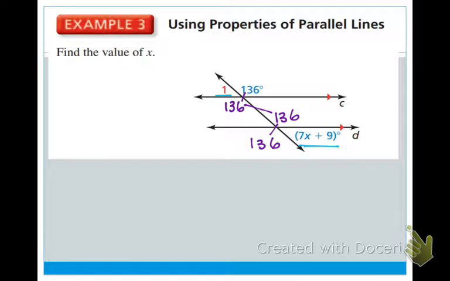Okay? So you can do one of two things. We can add them up. Okay, this is where you can part your ways. I would add them up, 136 plus 7x plus 9. What will they equal? 180. Okay, or you can figure out what this equals and set it equal to that.